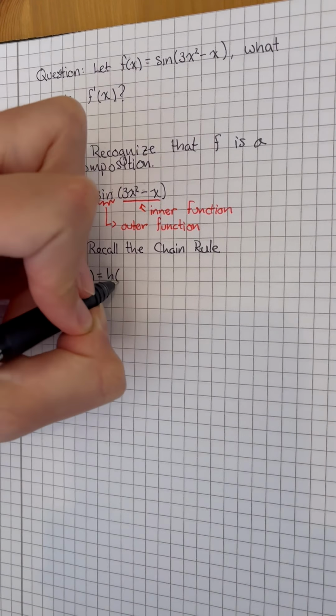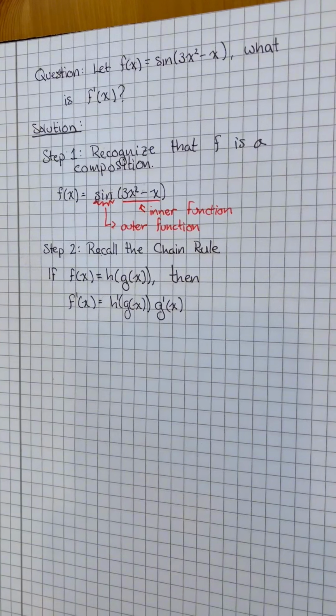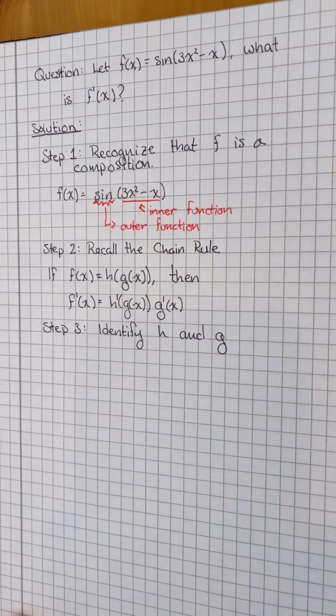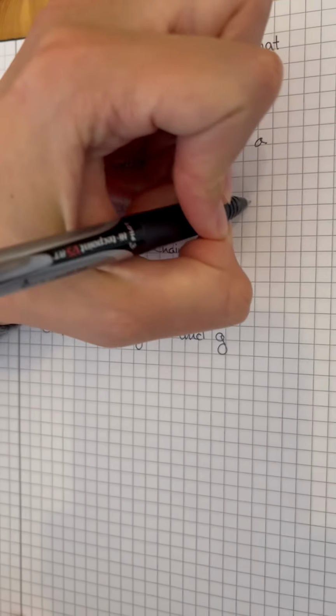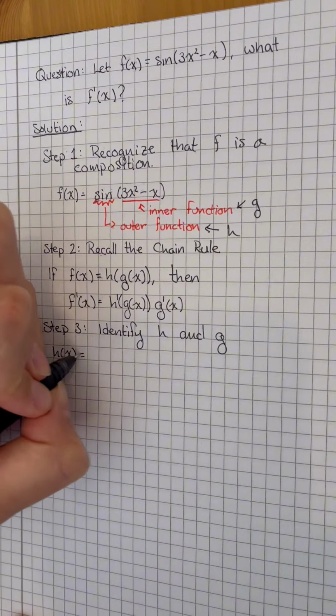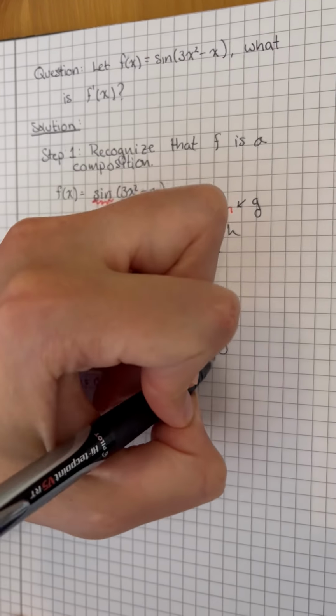So if you remember the chain rule, that says that if f of x is h of g of x, then the derivative has this form. f prime is h prime of g of x times g prime of x. So which one is h and which one's g in this case? Well, g is going to be the inner function, and h is going to be the outer function. And then we're also going to need the derivatives, so let's go ahead and compute those.